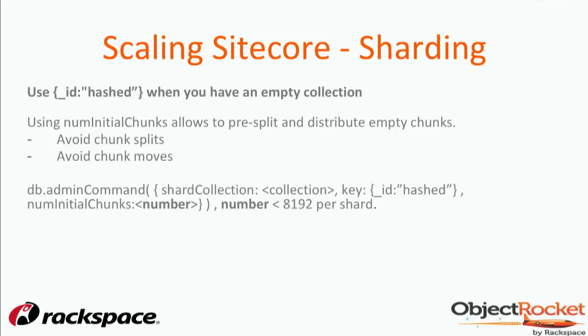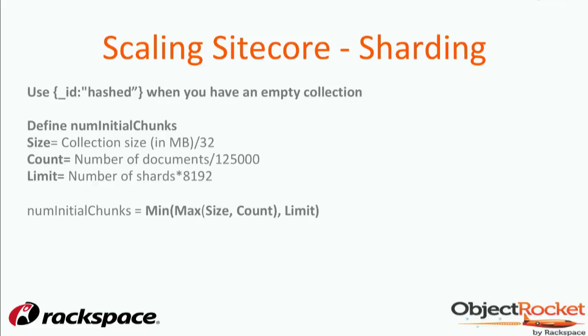So what we do for our customers, if they come with a fresh installation, we use ID hashed and number of initial chunks. If they come with an existing installation, we use ID. We don't want to add another extra index to their database and waste space or waste performance. How you define the number of initial chunks is this type here. Pretty simple.